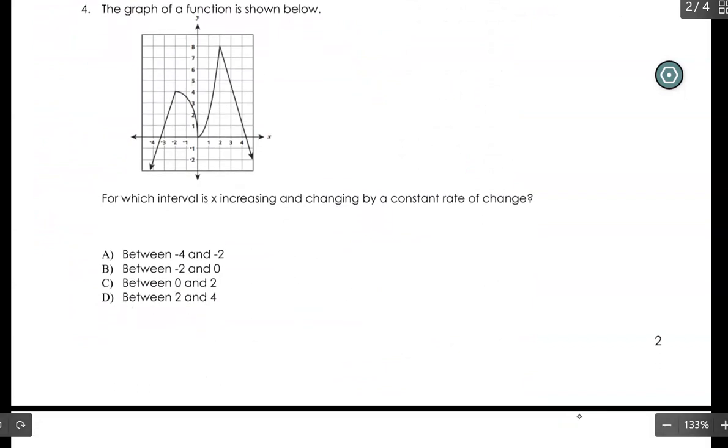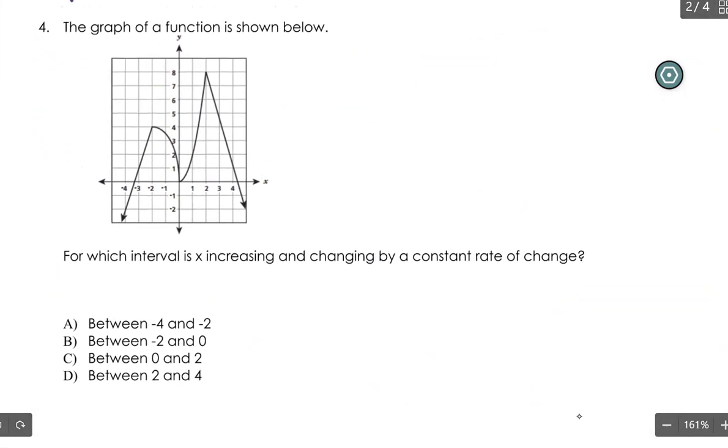All right, number 4. Graph of the function is shown below. For which interval? Okay, the word interval means a section. So in this case, a section is x increasing and changing by a constant rate. So I want to know from what section of this graph is x increasing.